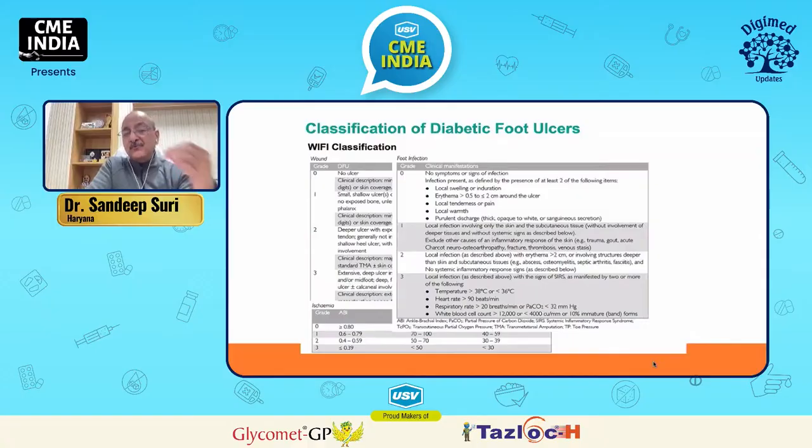You have to look for wound, ischemia, and foot infection. Regarding foot infection, if there are no symptoms or signs of infection, you call it non-infected. If signs are present, like local swelling, erythema, all these things which I have just enumerated in detail, they make it a foot infection, maybe grade 1, grade 2, grade 3.